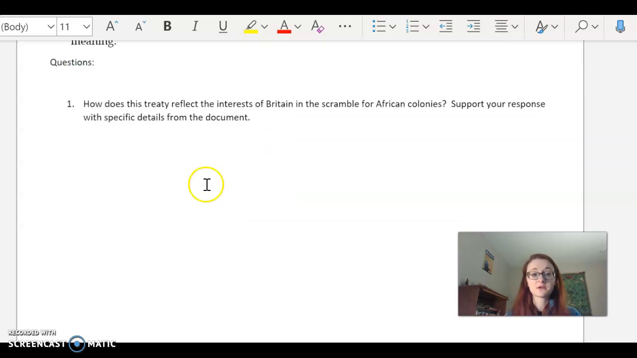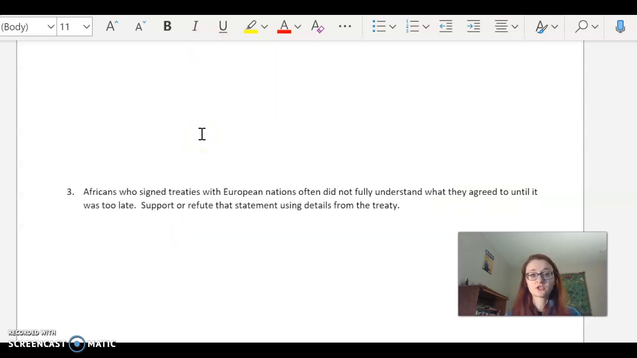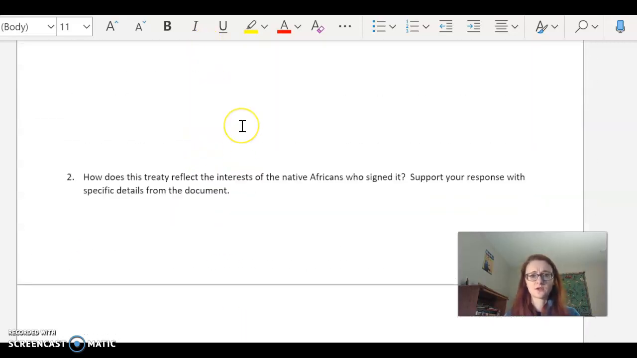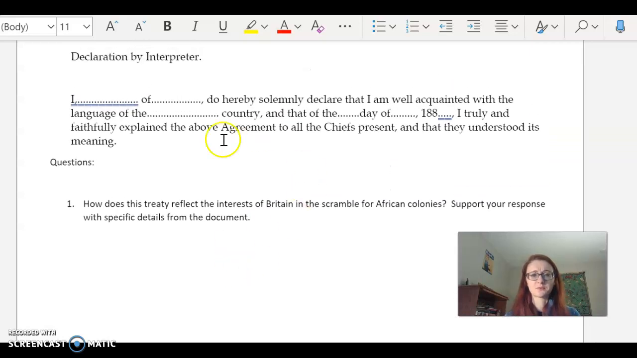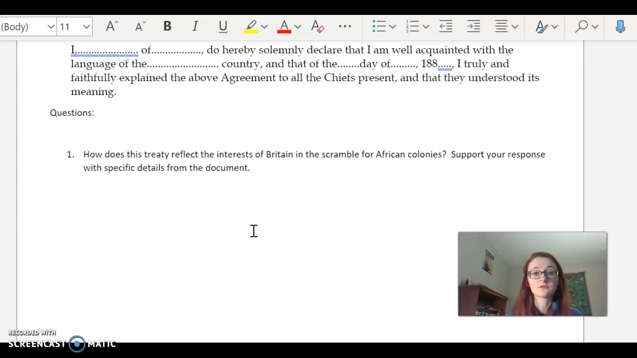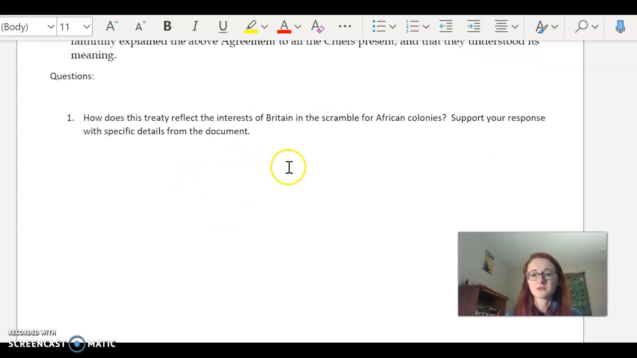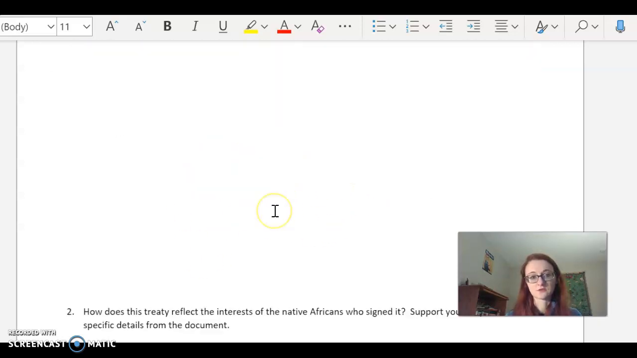Once you read through the primary source, there are 3 questions that follow, and I'll try and get those more together, as I'm seeing this so spread out. But the first question is, how does this treaty reflect the interest of Britain in the scramble for African colonies? Support your response with specific details from the document. So how does it show what Britain wants? That's what you're thinking about. Why are they doing this? Why are they having Africans sign this treaty?